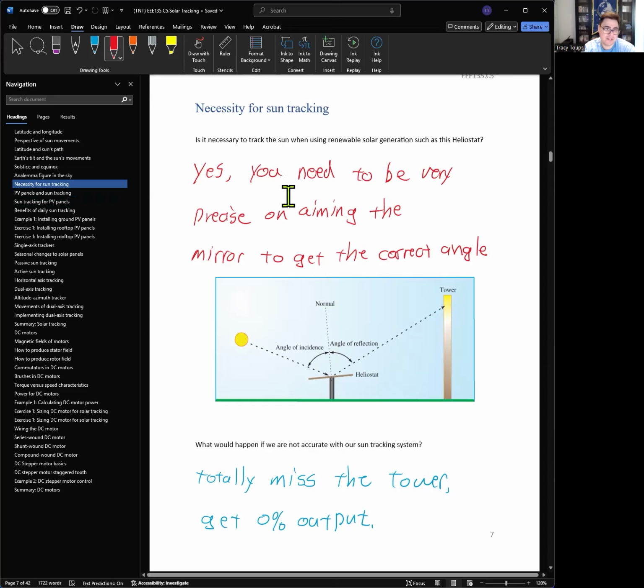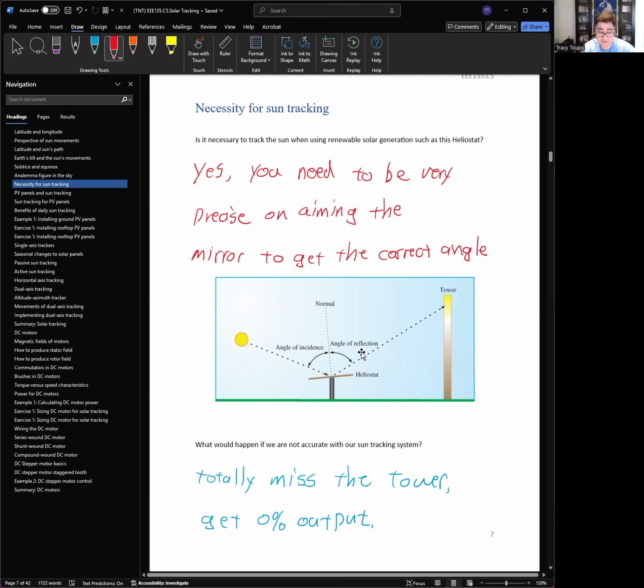At the end of the day, remember, it's all about making sure solar panels are correctly aligned to the sun. Is it necessary to track the sun when using renewable solar generation such as this heliostat? For this particular one, absolutely. Because this is a mirror, it'll bounce sunlight off to this tower. This tower is a relatively small target. So if you're even off by 1 or 2 degrees, you're going to completely miss the tower and lose everything. In this particular case, you need exact locations every minute. And this heliostat probably changes its position every 15 minutes to make sure we're always accurate.